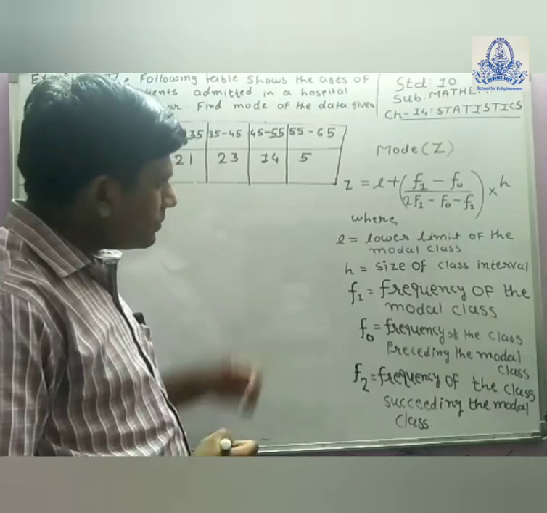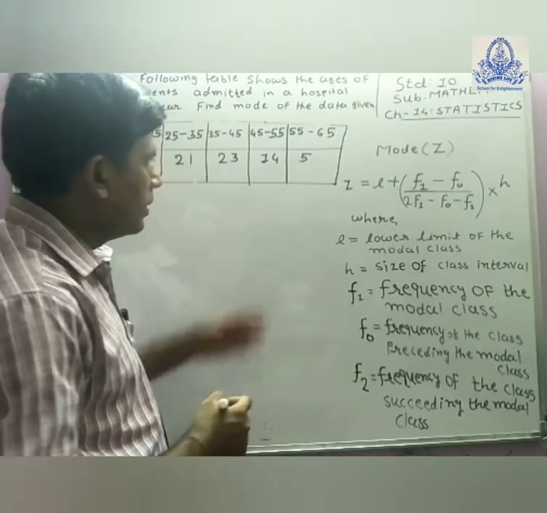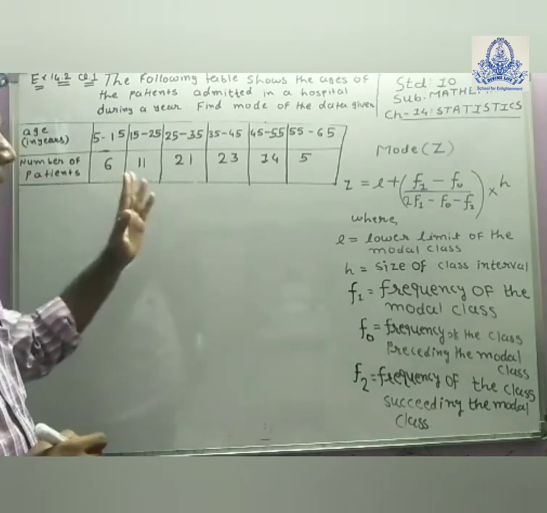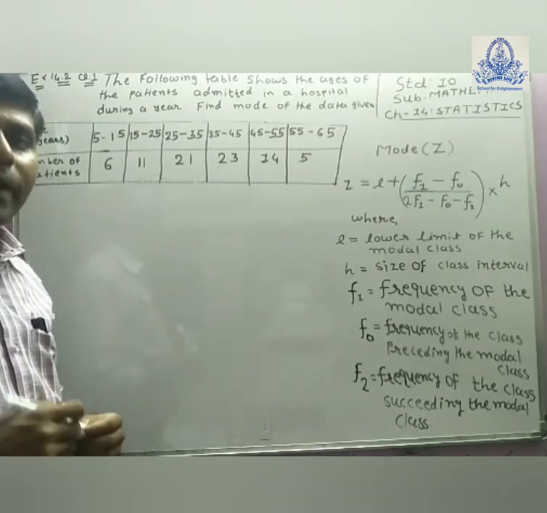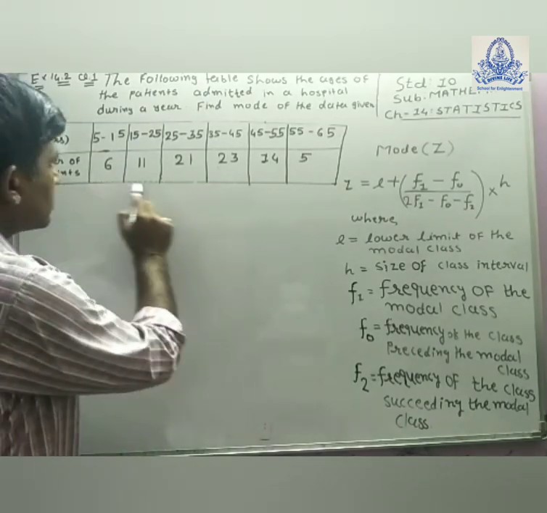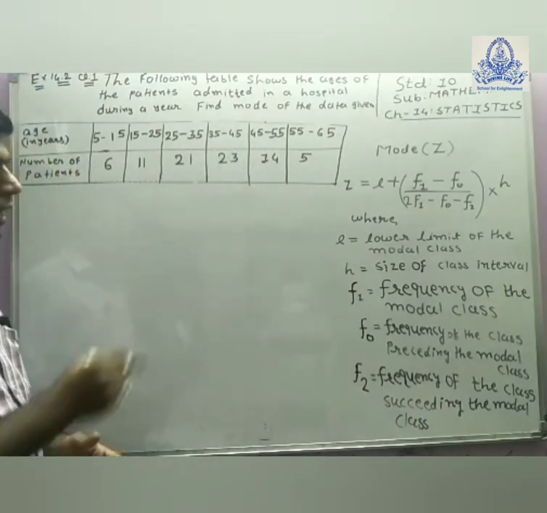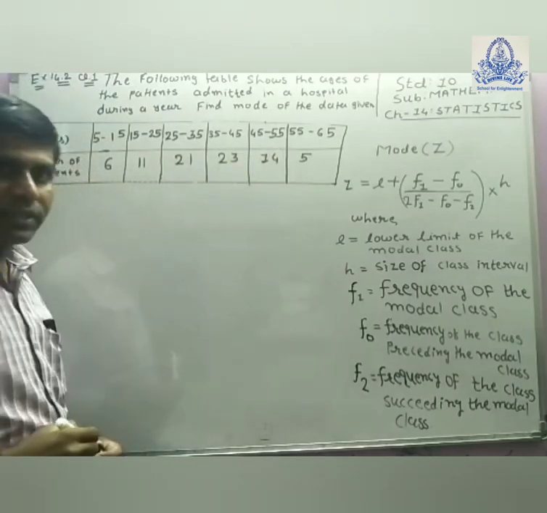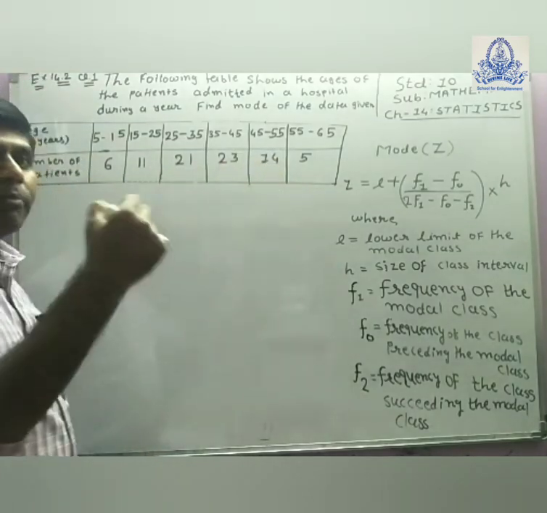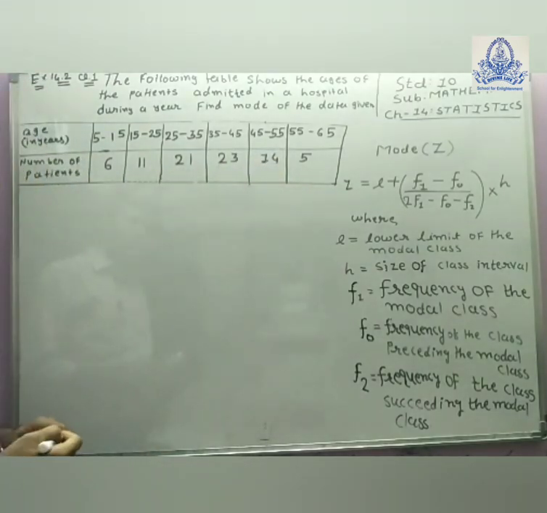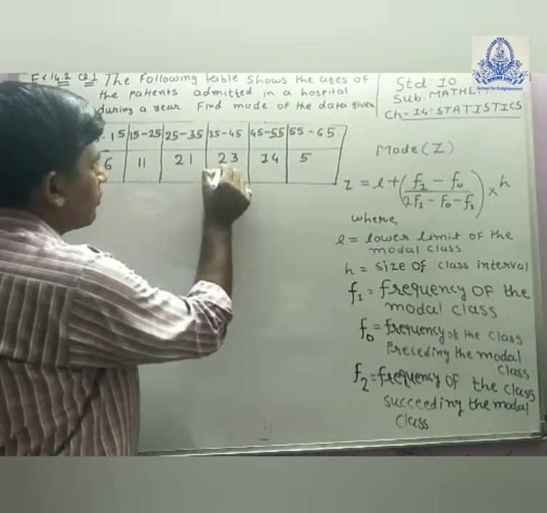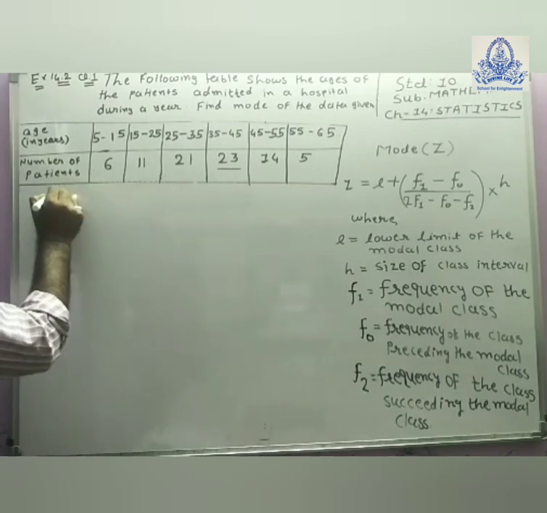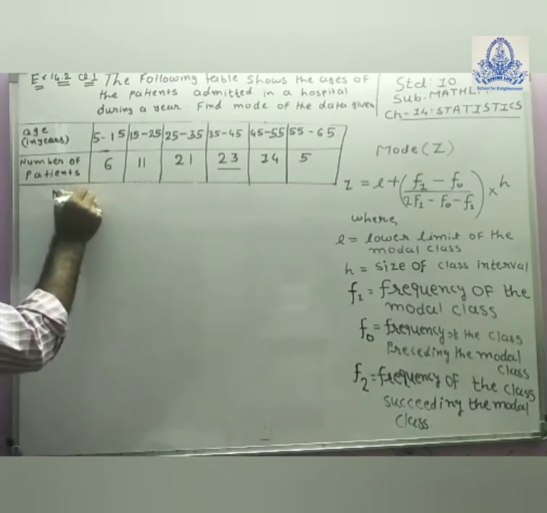Now let's start solving this question. First of all, we have to find the maximum frequency. See, this is the row of frequency: 6, 11, 21, 23, 14 and 5. In this row, we have to find the maximum value. So the maximum frequency is 23.